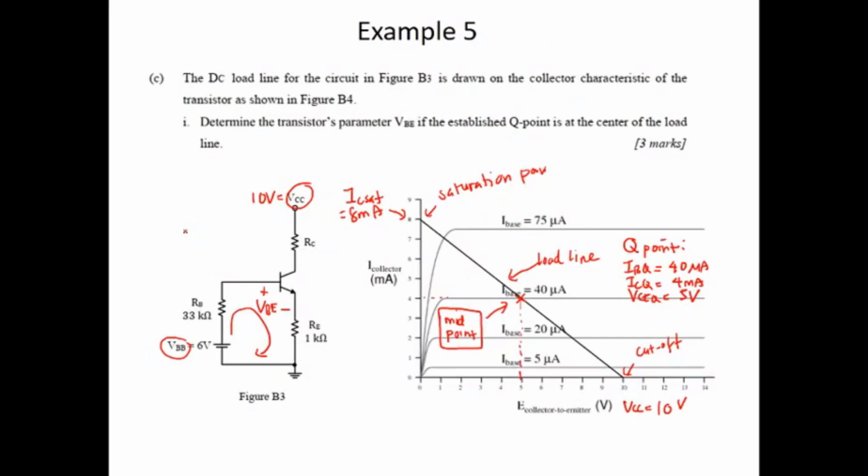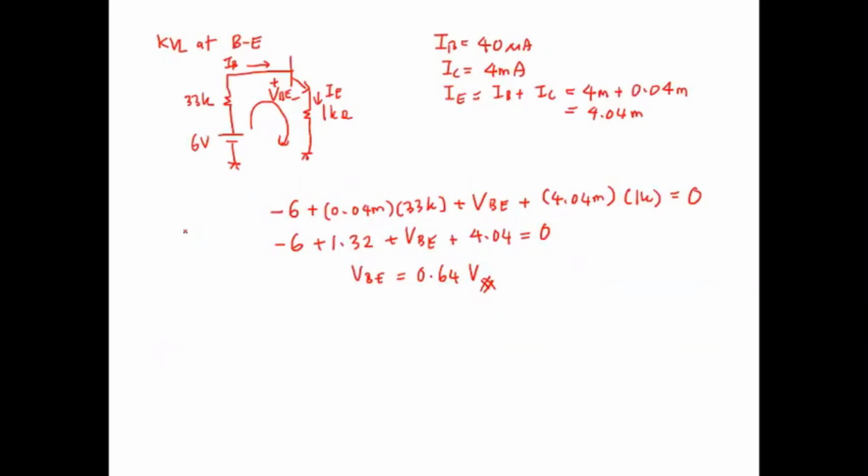Let's draw the current circuit first. The current circuit has the VCC, and then we have the RC, and the emitter RE, 1 kilo ohm, and then it has the RB, this is 6 volt, and this is 33 kilo ohm.